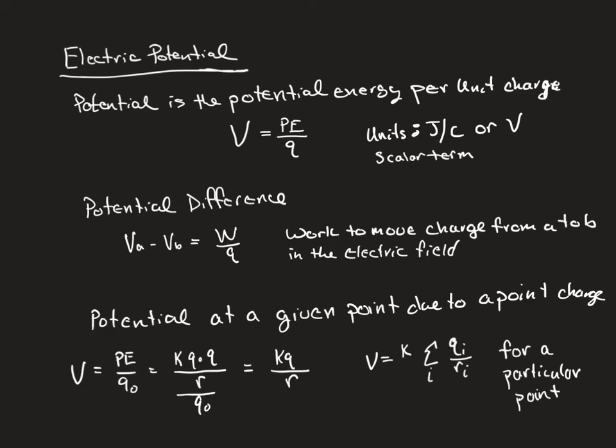So if I want to find the potential at a particular point due to a bunch of charges, then I would need to sum over all of those charges. So take the charge divided by the distance between the charge and the point of interest, sum all those together, and then multiply by the Coulomb constant.